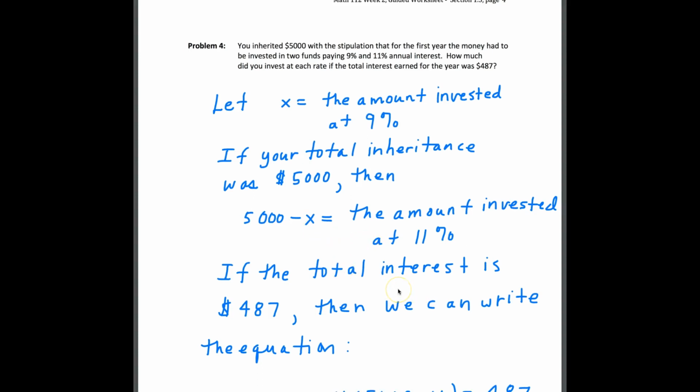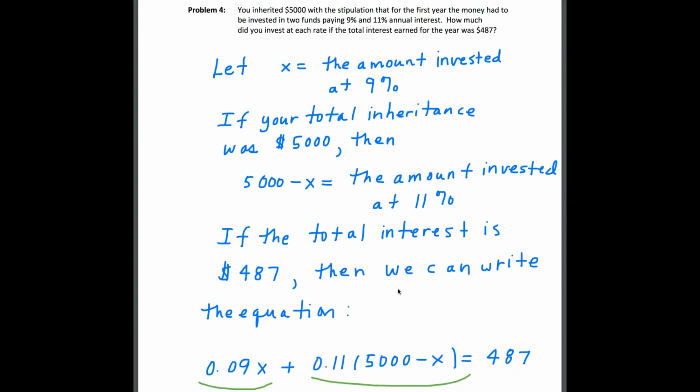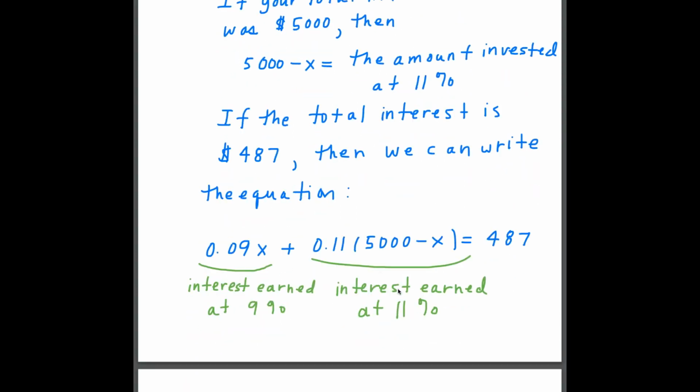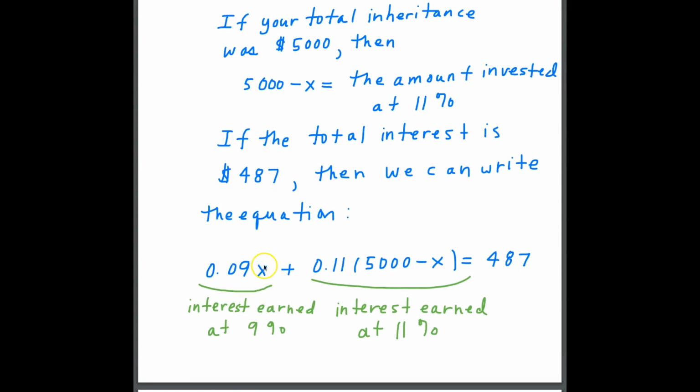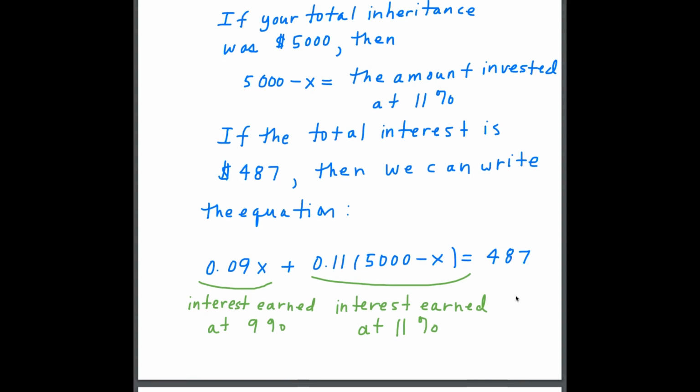If the total interest is $487, then we can write this equation. We take the amount invested at 9% and multiply it by 0.09. That gives us the interest earned at 9%. Then we take the amount invested at 11%, multiply it by 0.11, and that gives us the interest earned at 11%. We know the sum of these two has to be equal to 487, as was stipulated in the problem.